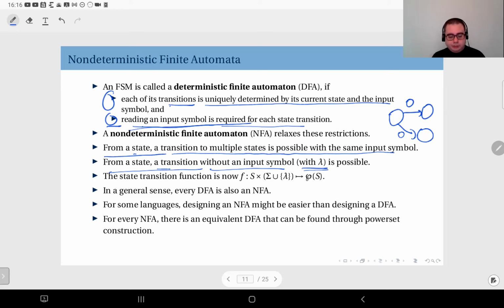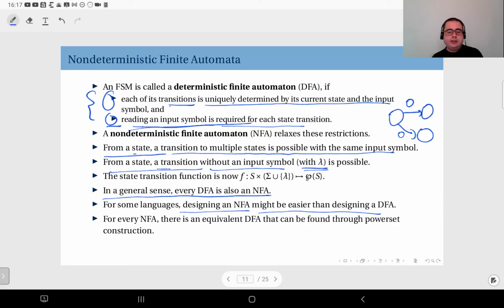Now, since these are defined by just relaxing these constraints and the other properties are the same, in a general sense, every deterministic finite automaton is also a non-deterministic finite automaton, just a special one. But in some discussions, non-deterministic finite automata are specifically referred to those that are strictly not deterministic. And for some languages, designing non-deterministic finite automata might be easier than designing the deterministic finite automaton to recognize that language. But this is not a problem.